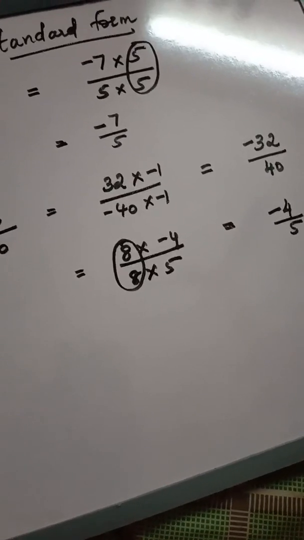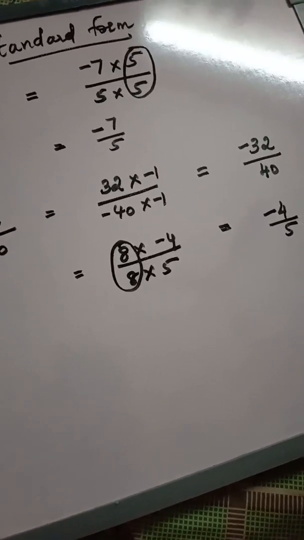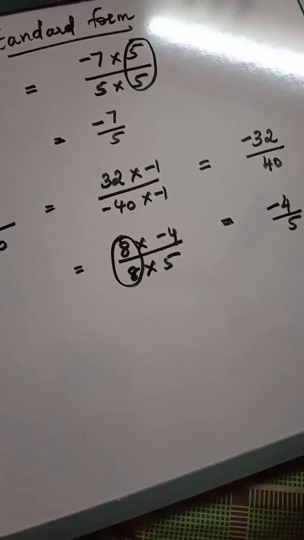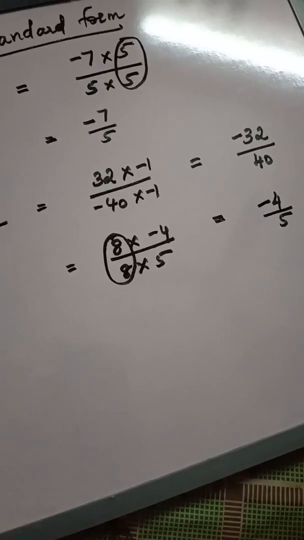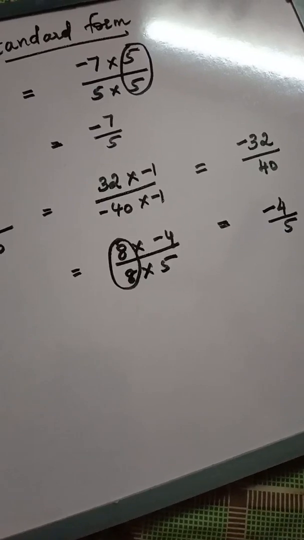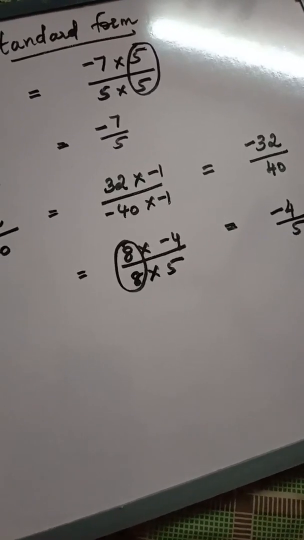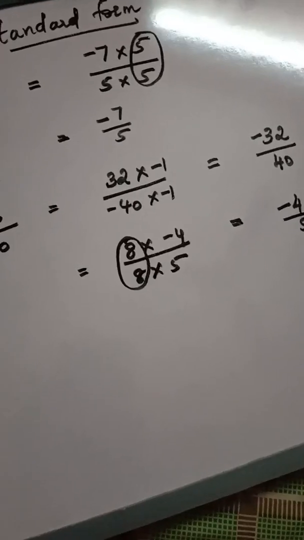Now if you have rational numbers with a bigger numerator and denominator, do the prime factorization and reduce the numerator and denominator to its lowest term and then express it in standard form. Next we are going to see how can we write equivalent rational numbers for any given rational number. Now we know that for writing equivalent rational numbers we should multiply both the numerator and denominator by same integer. Now let's see an example.